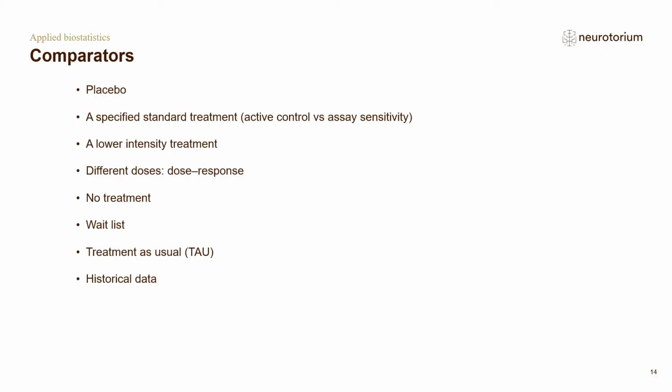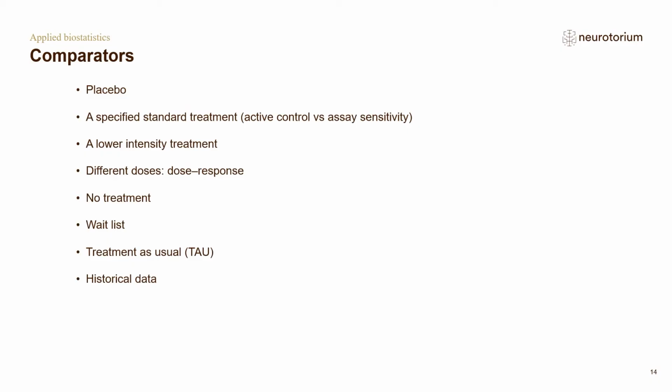What's your comparator? Placebo is one way of doing it. That's not always possible. You could use standard care or usual care, but often that's delivered in different levels and at different centers differently. So ideally you then measure what is being delivered in the control condition. You could use a lower intensity of the same intervention. You could use different doses, no treatment, which is often the waiting list.